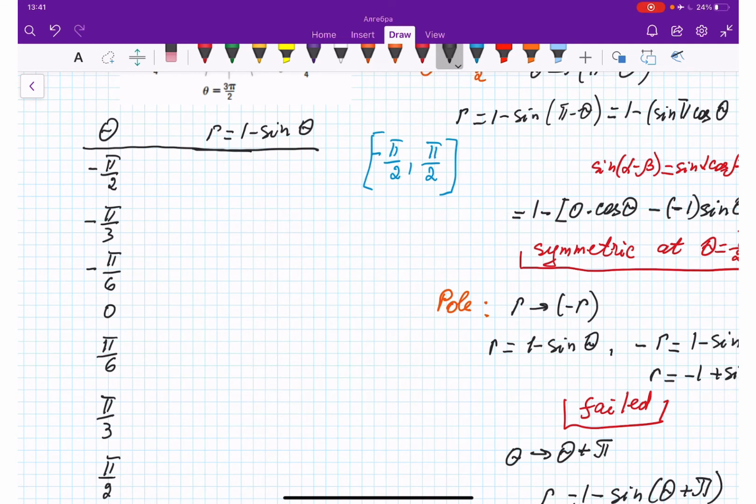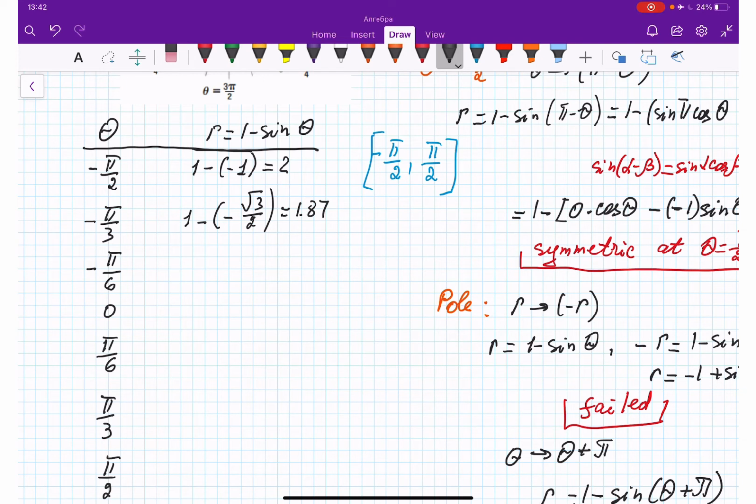So what we're going to have here is 1 minus negative 1, because sine theta is equal negative 1. Here we are getting 2. For negative pi over 3, we are getting 1 minus negative square root 3 over 2. Sine of negative pi over 3 is equal negative square root 3 over 2. Don't forget, we are taking sine of these angles because in the formula we are using sine, right? So approximately we are going to get 1.87.